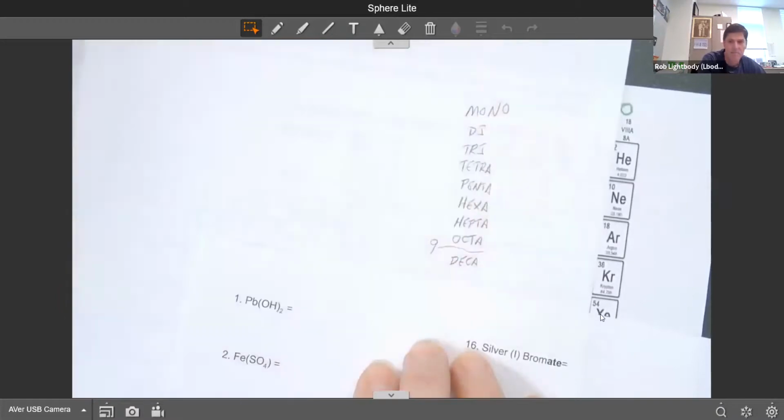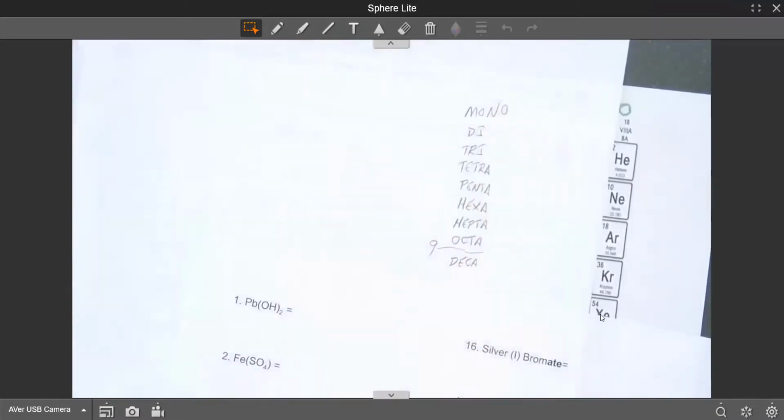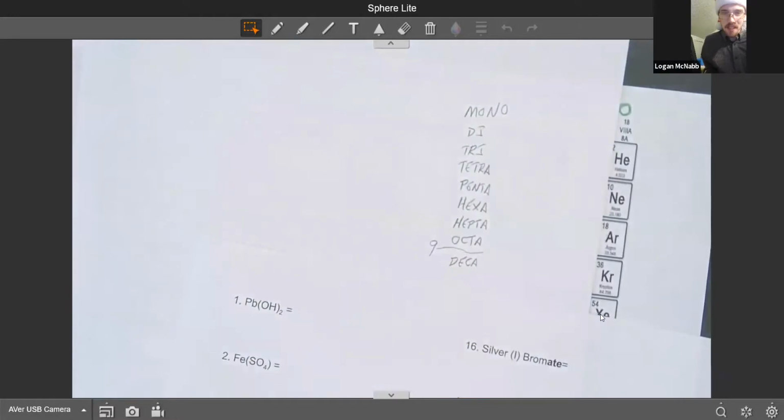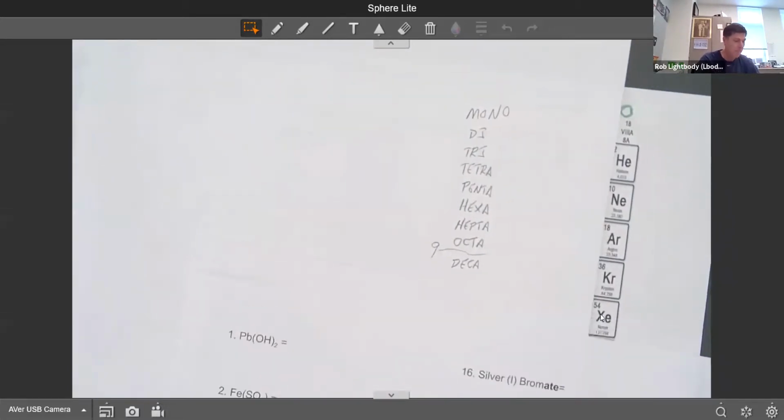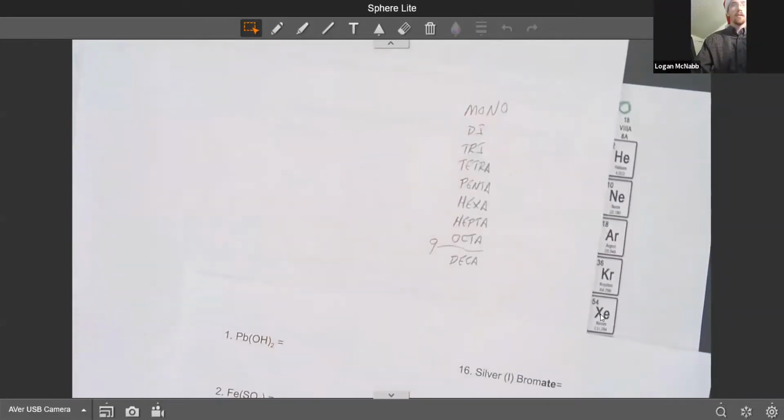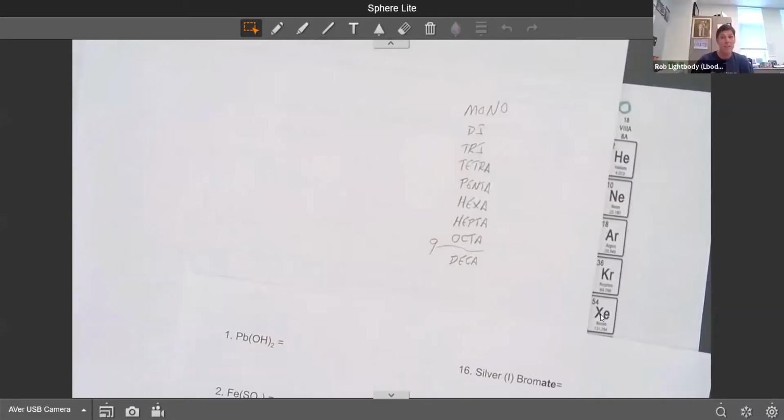Wait, why is 9 missing? 9 is because I don't know the prefix for 9 unless it's in organic chemistry. In organic chemistry, it's known, N-O-N, not non-known. I don't know what it is regularly, so I don't want to tell you something. But known as only for organics, and we'll come back to those. Hopefully we'll get to the organic chemistry. Organic chemistry is a blast.